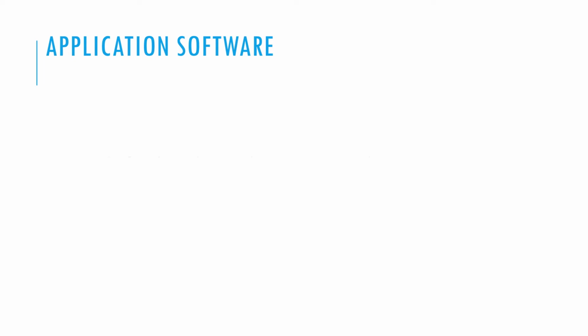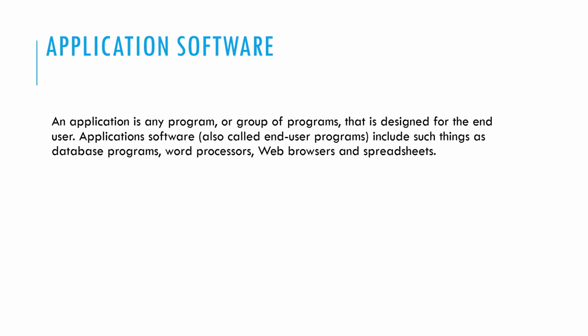Application software. An application is any program or group of programs that is designed for the end user. Application software, also called end-user programs, include such things as database programs, word processors, web browsers, and spreadsheets.